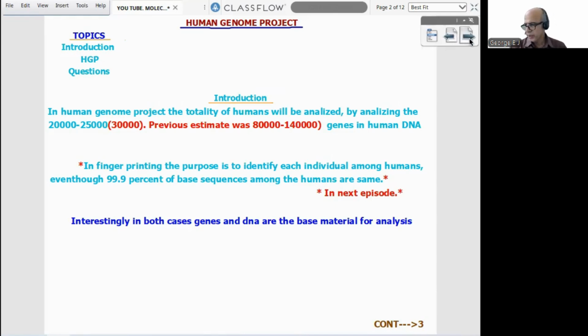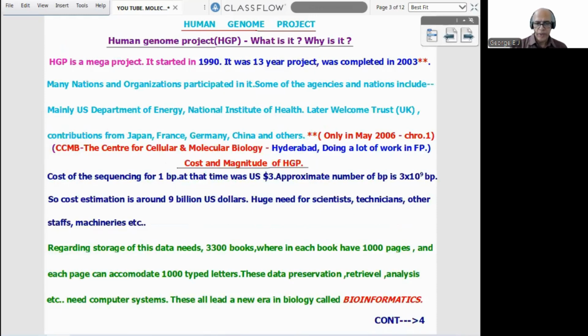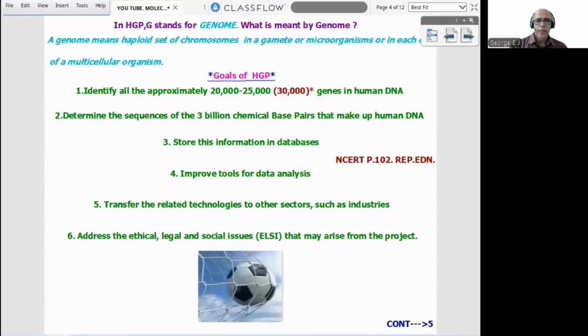Then Human Genome Project, what it is, why it is a 13-year project, started in 1990, completed in 2003 but extended. Then which agencies were involved and what is the importance of CCMB in India, cost and magnitude of the Human Genome Project, bioinformatics. Then G stands for genome, haploid set of chromosomes. Then goals of HGP, almost 6 important aims.